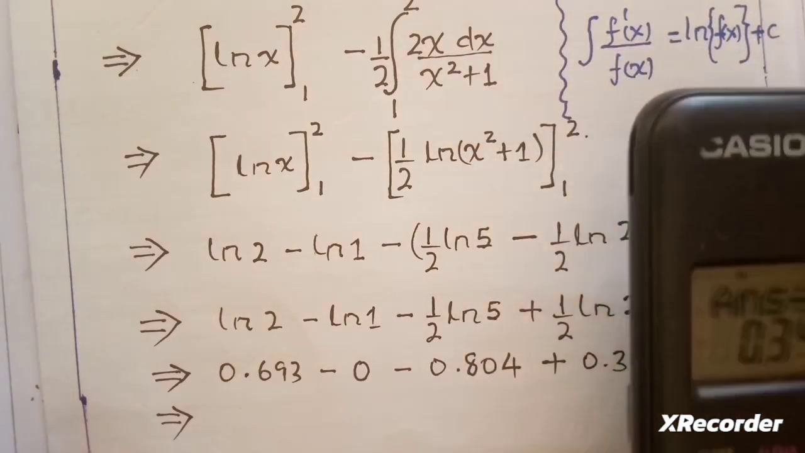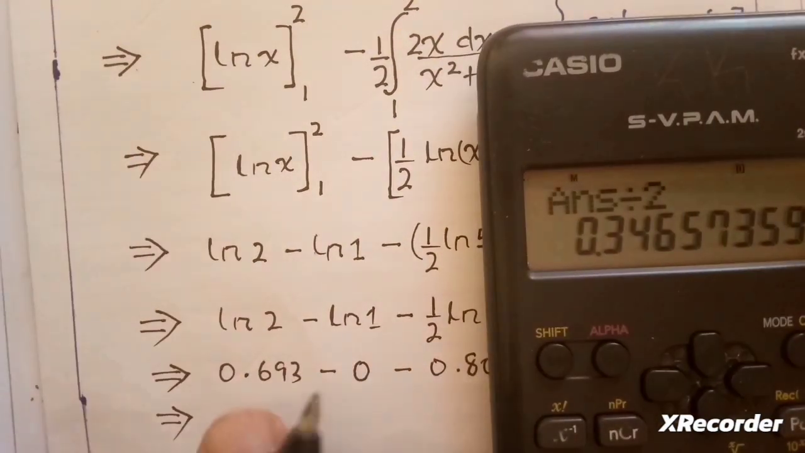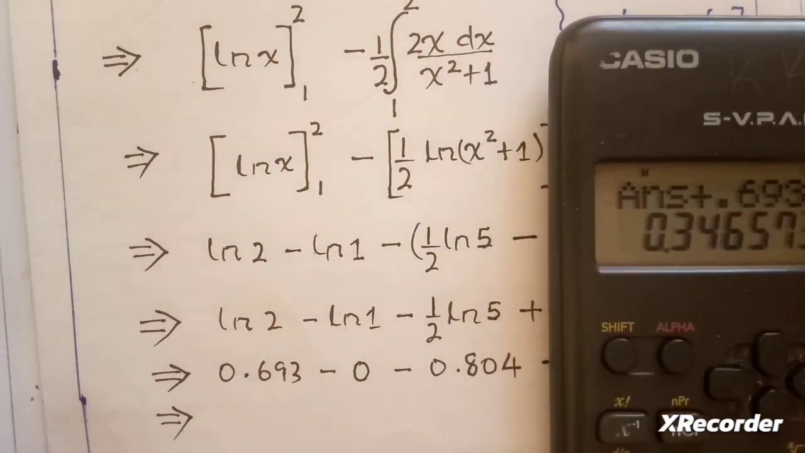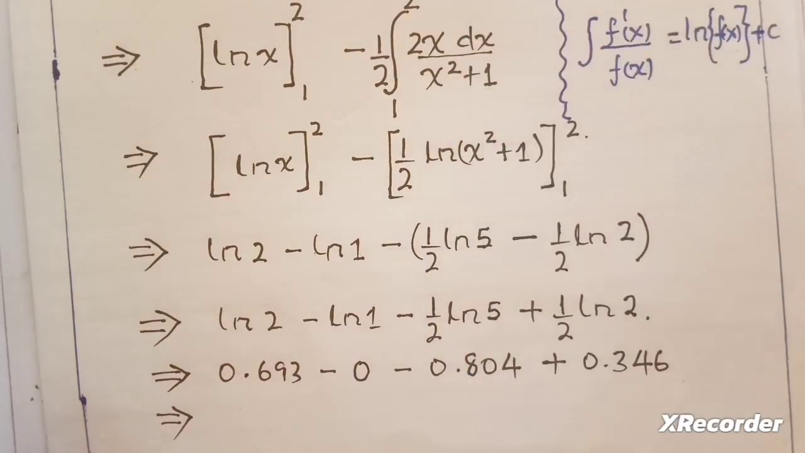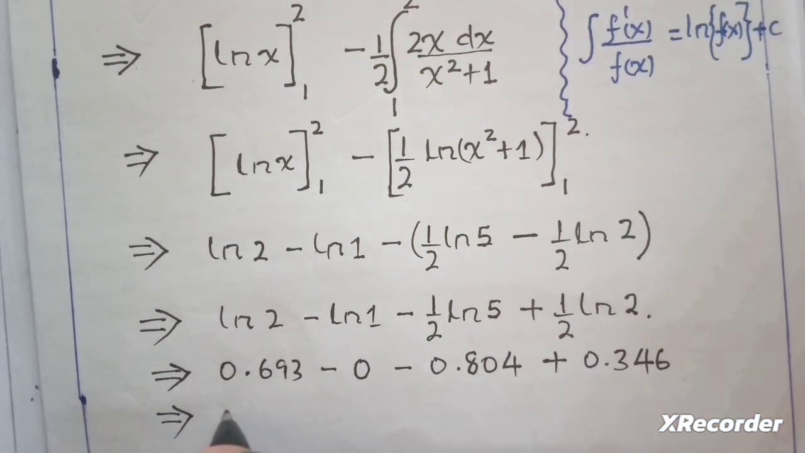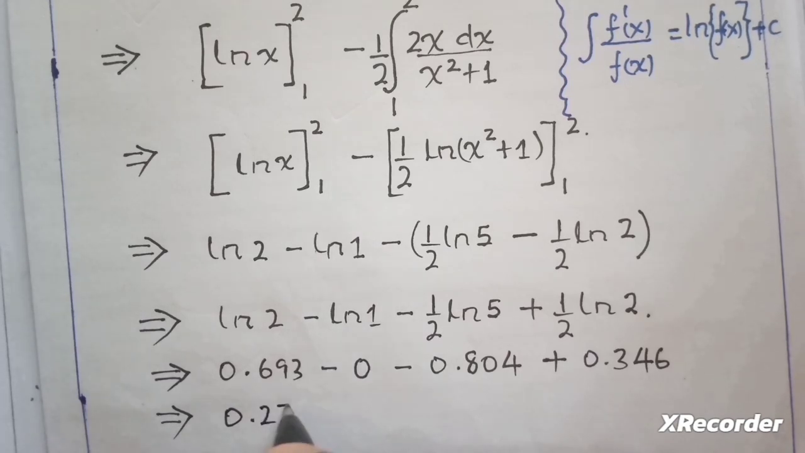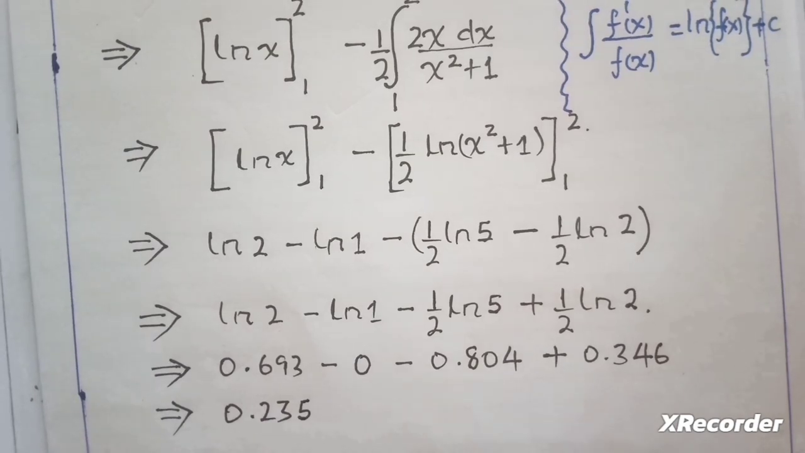My final one was 0.346. So I add to 0.693, then minus 0.804, and my answer is 0.235, guys. And then guys, this is now our final solution.